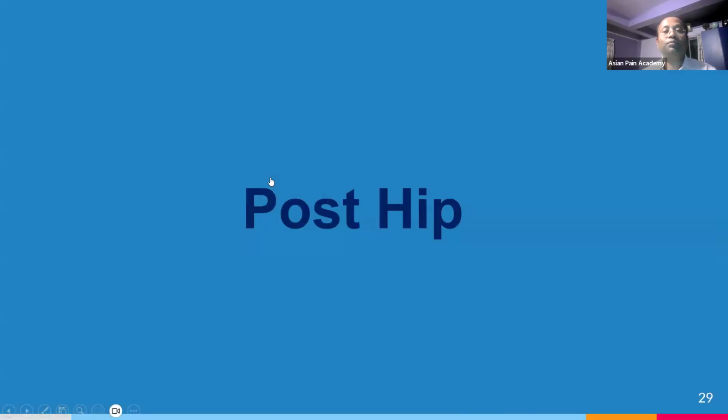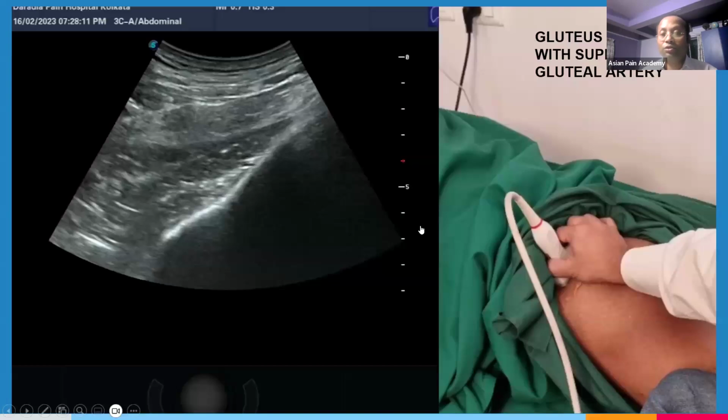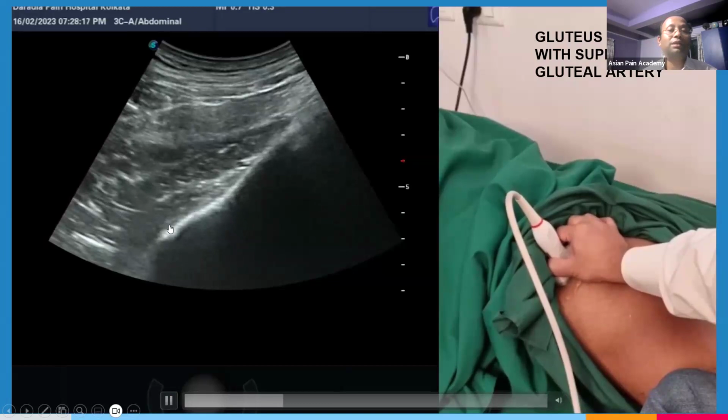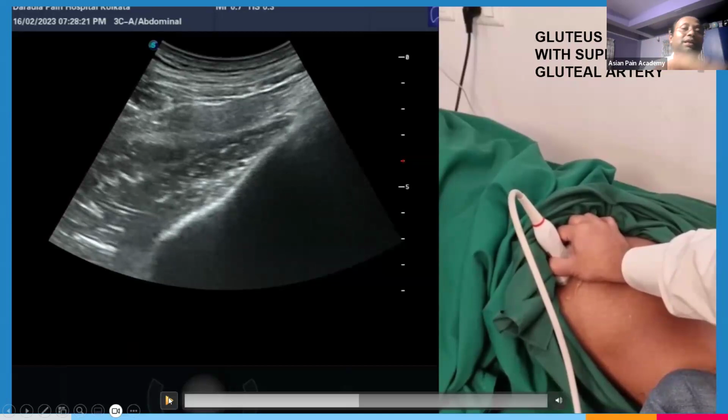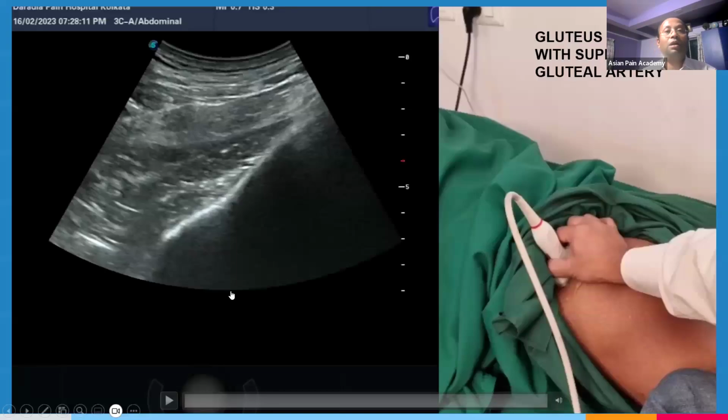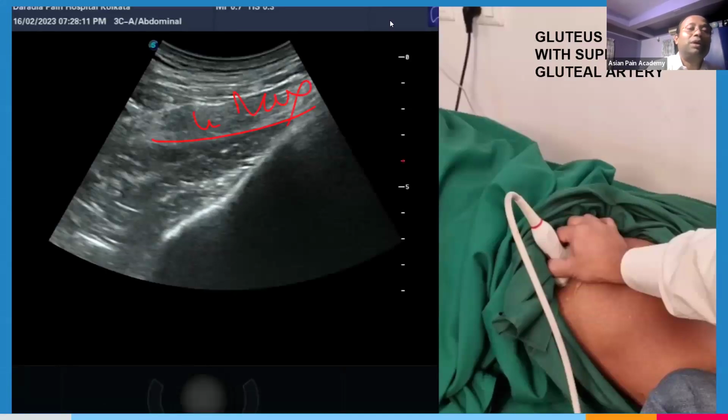Posterior hip again. I told you that first is position number one, which I showed you is like a slope. What we are seeing in the upper part is the gluteus maximus. This part is the medius, and the small part is minimus.